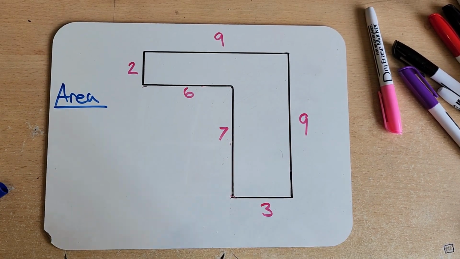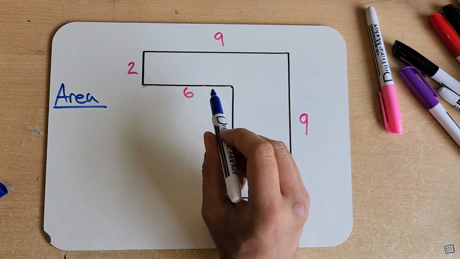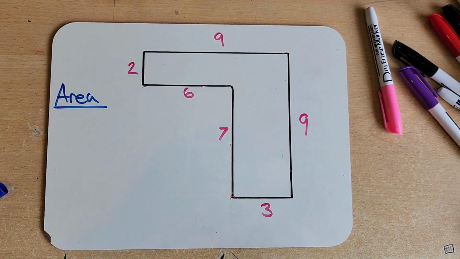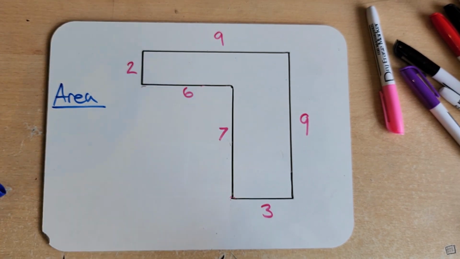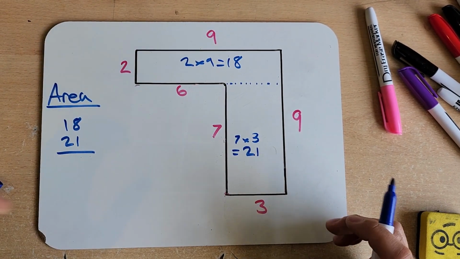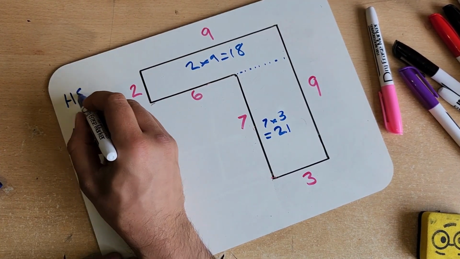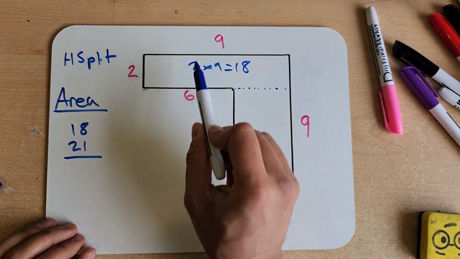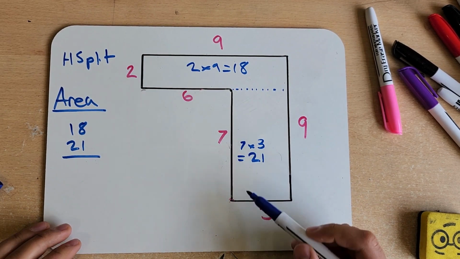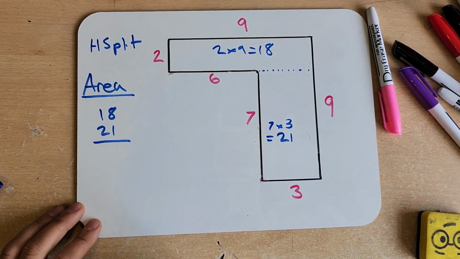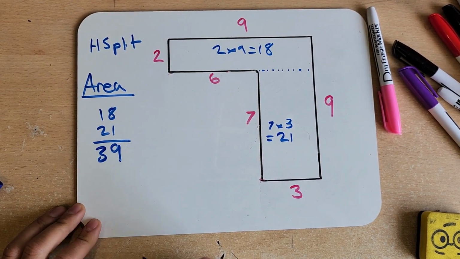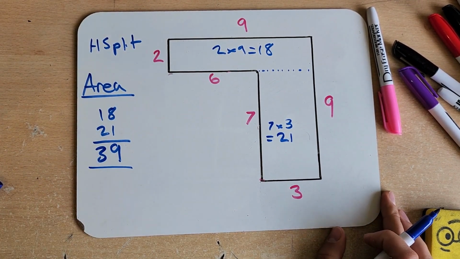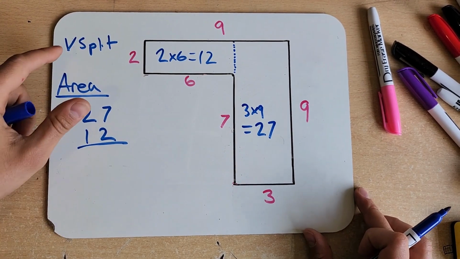So to find the area, I want you to choose a V split or a horizontal split. And I want you to go ahead and work it out. We'll be back in 3, 2, 1. So I have gone ahead and gone with the H split. And what we can see here is that 2 and 9 is 18. 7 and 3 is 21. Add them together, we're going to get 39. Our answer is 39.